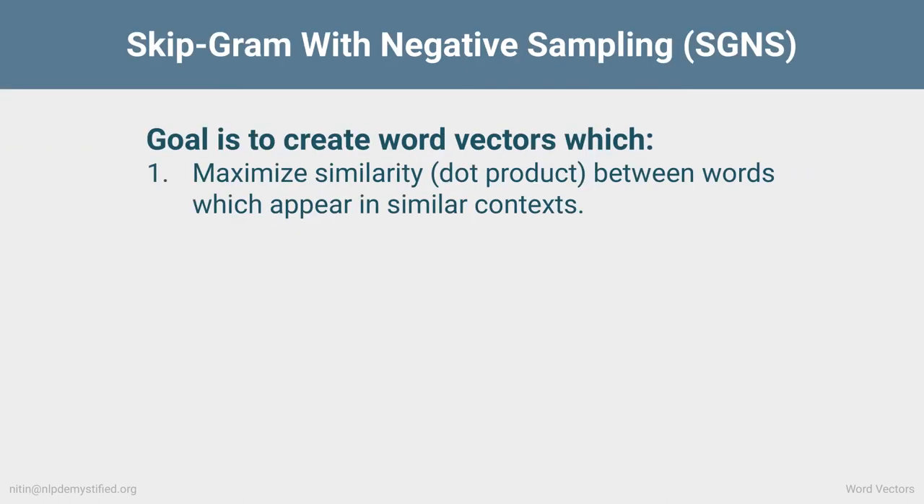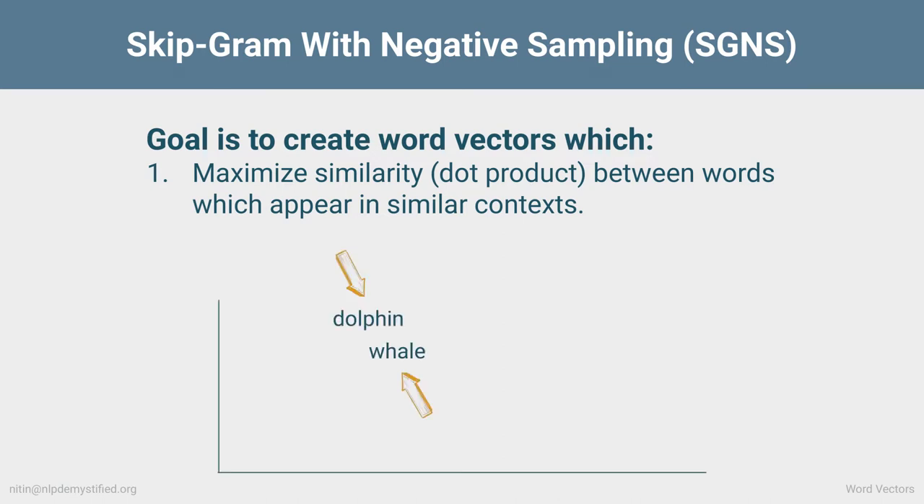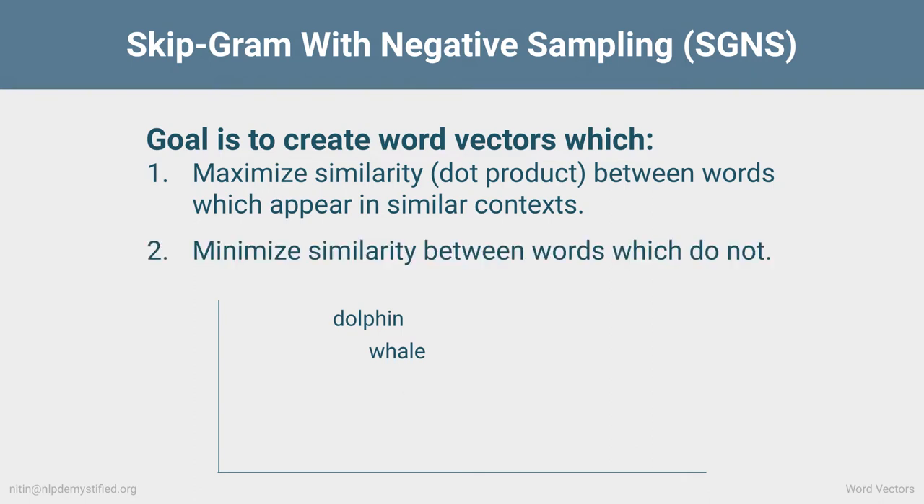The goal of skipgram with negative sampling, or SGNS, is to create vectors which first maximize similarity, so the dot product, between words which appear in similar contexts. So words such as dolphin and whale should be pushed closer in vector space since they tend to occur in similar contexts. Second, minimize similarity between words which do not. So a word like ketchup should be pushed away from dolphin and whale. This, of course, depends on the corpus we train on. If we train on a corpus where dolphin and ketchup frequently appear in similar contexts, then we're going to get word vectors which reflect that. So keep that in mind because it's a primary source of bias.